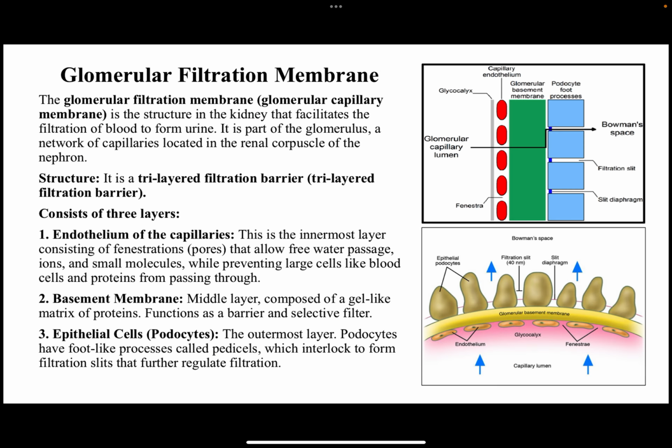Good. Now let's look at the glomerular filtration membrane. The glomerular filtration membrane, or in some literature the glomerular capillary membrane, is the structure in the kidney that facilitates the filtration of blood to form the urine. In fact, this structure is actually part of the glomerulus, which is a network of capillaries located in the renal corpuscle of the nephron.